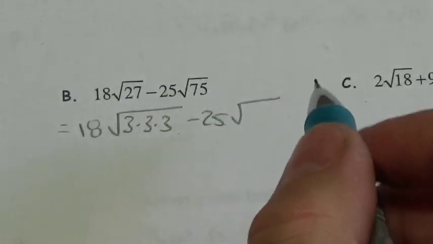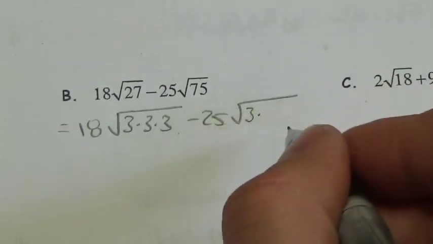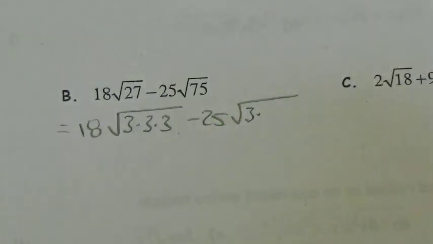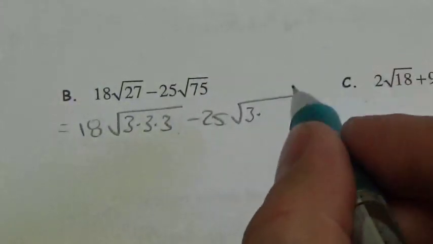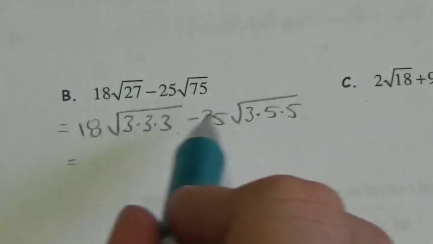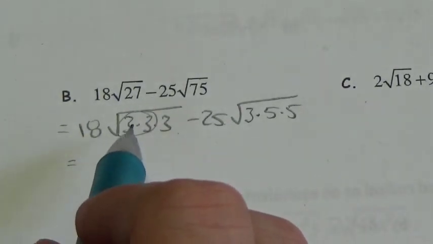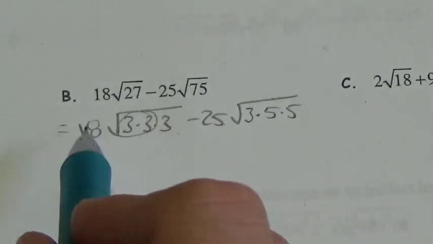75 is not divisible by 2. It is, however, divisible by 3, which gets me 25. 25 is not divisible by 3 anymore, so I move to my next prime number, and 25 is going to be 5 times 5. These are both square roots, so I'm looking for pairs of factors. So I'm going to take a pair. That pair of 3's is going to become a single 3 out front.